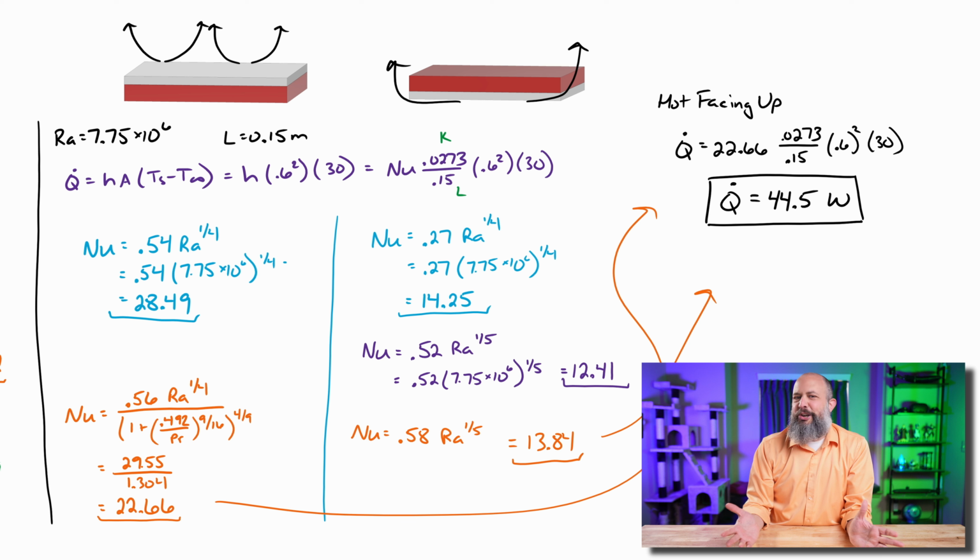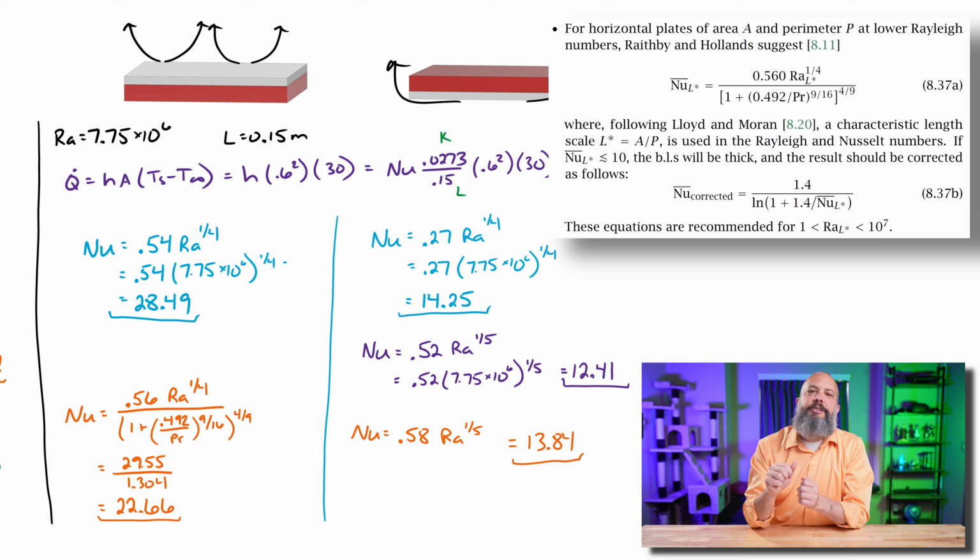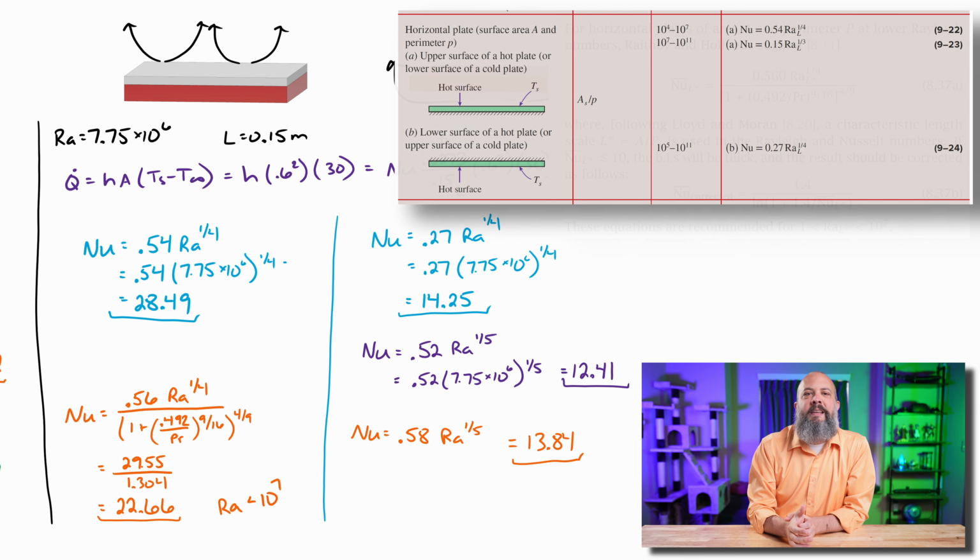And so let's actually take a look at what Rayleigh number each equation is useful over, and that might give me sort of a clue as to how good or bad a choice they are. So my orange Lienhard equation is useful for a Rayleigh number less than 10 to the 7th. And for this problem, I have 7.75 times 10 to the 6th. So I'm actually just barely within that range. But same for the blue equation. The blue one's only useful from 10 to the 4th to 10 to the 7th. So again, I'm barely in that range also.